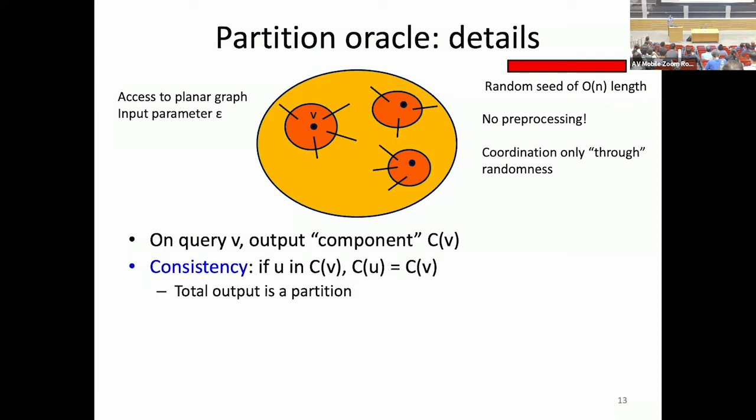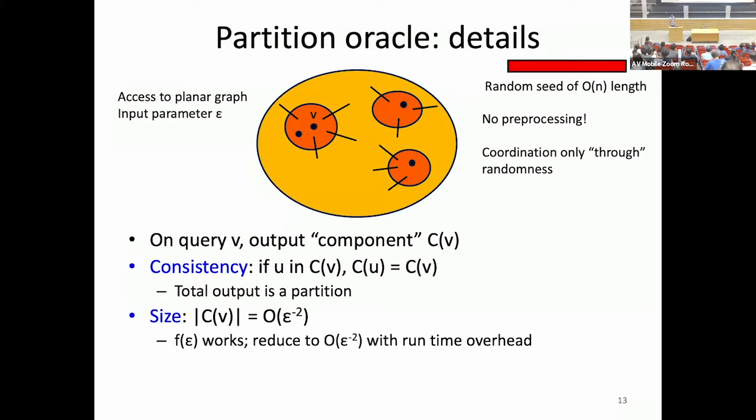The first property we want is what I'll call consistency. If U is in V's component, then the component of U has to be the component of V. That's just saying that the total output needs to be a partition. So once you fix the seed, this property must hold, so that the output represents a partition.